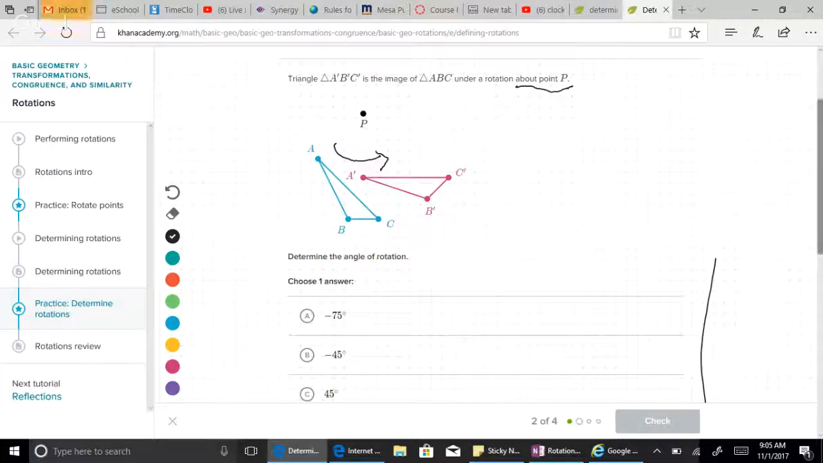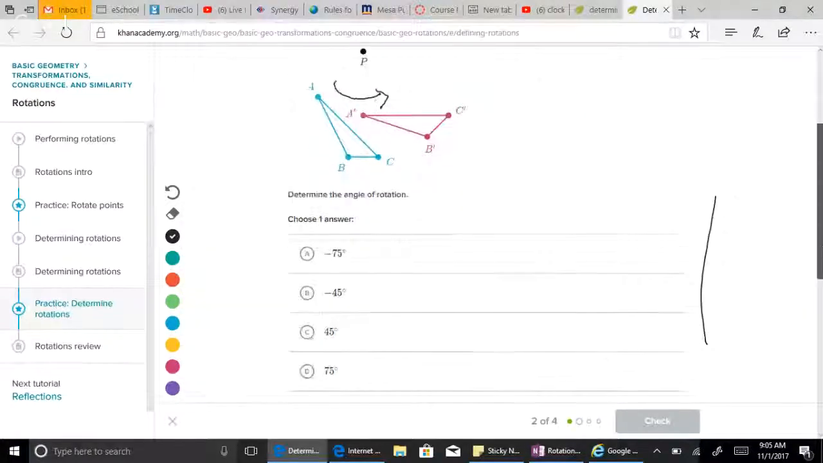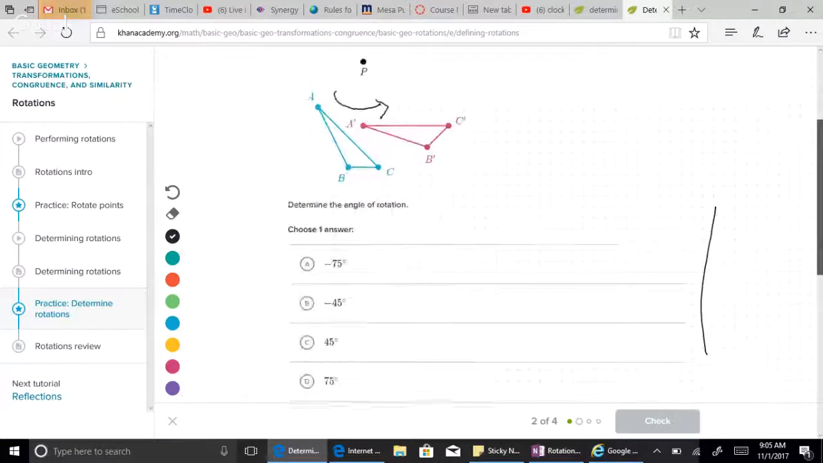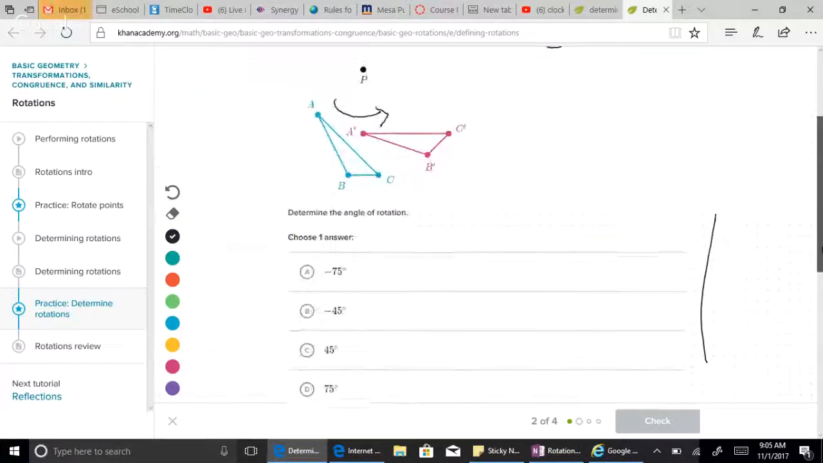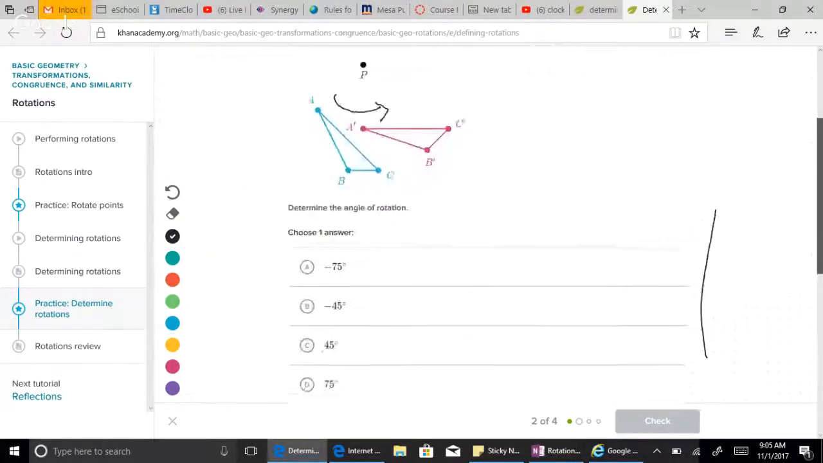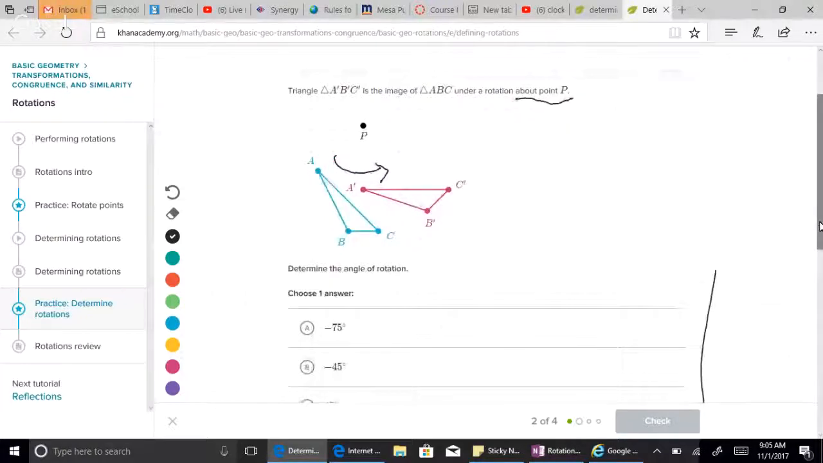So I know that my answer has to be either 45 degrees or 75 degrees, but it is in fact going to be positive. I'm just going to write a little plus sign right here to remind me that it has to be one of those two things. Okay, actually, let me erase all this. Okay, I'm going to write a plus sign again.